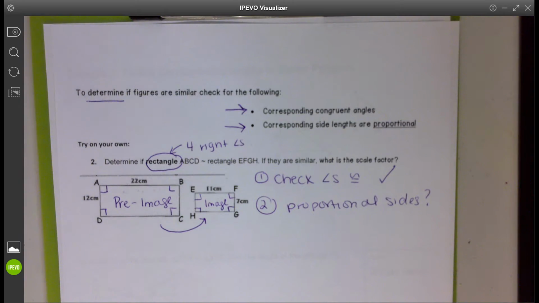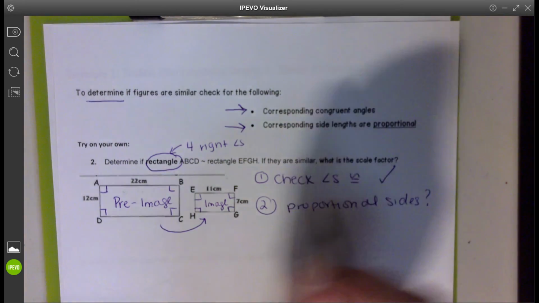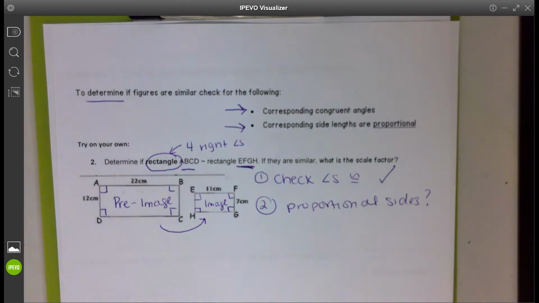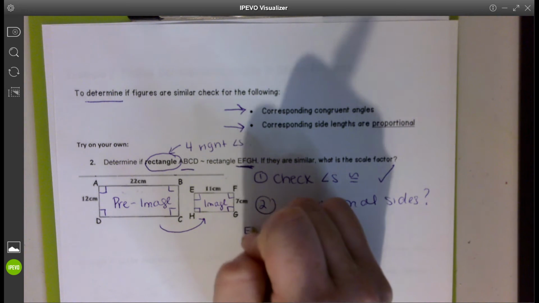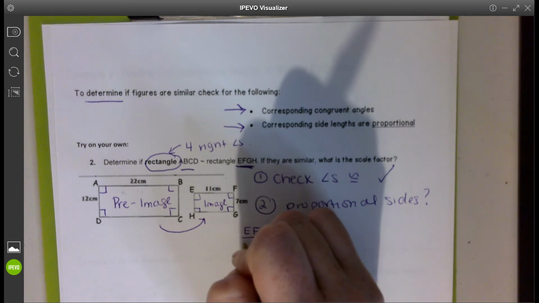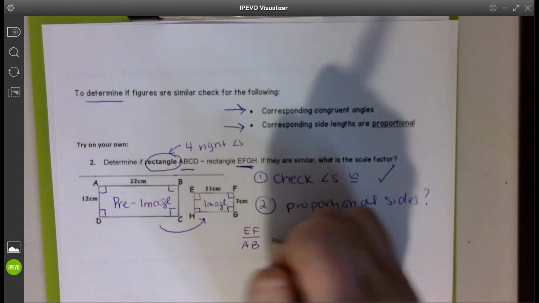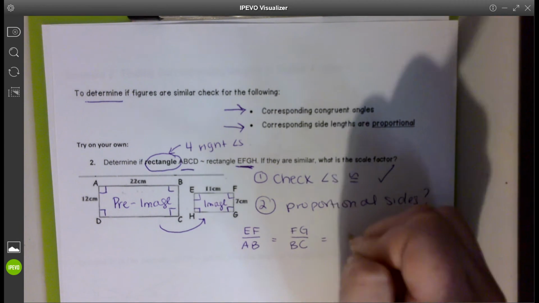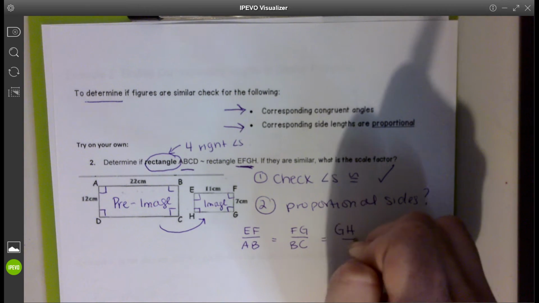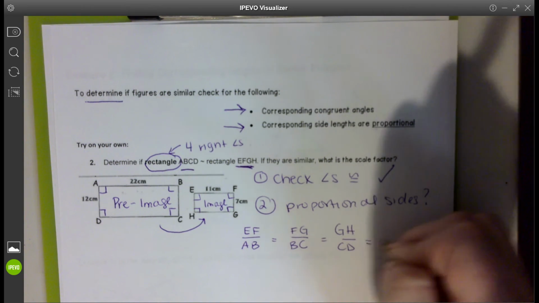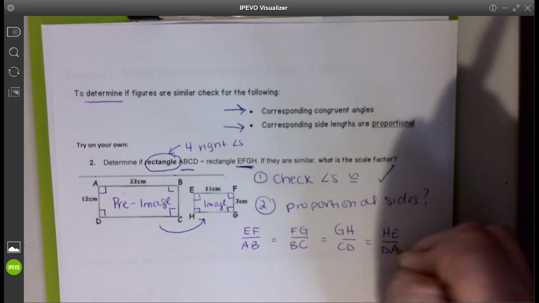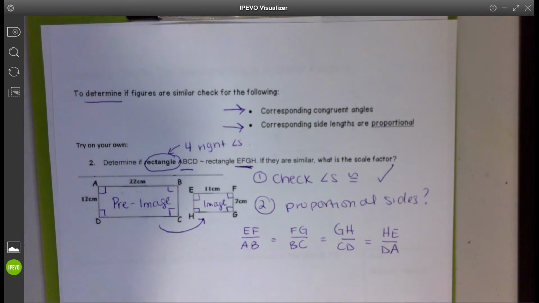So let's set up our ratios. Starting again, I'm using my similarity statement, and we use our second one first. So I'm using EF over AB, FG over BC, GH over CD, HE over DA. Right, so that is my setup.